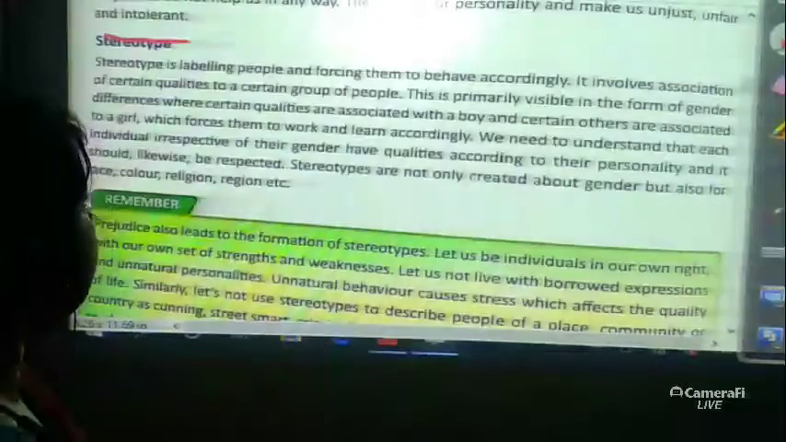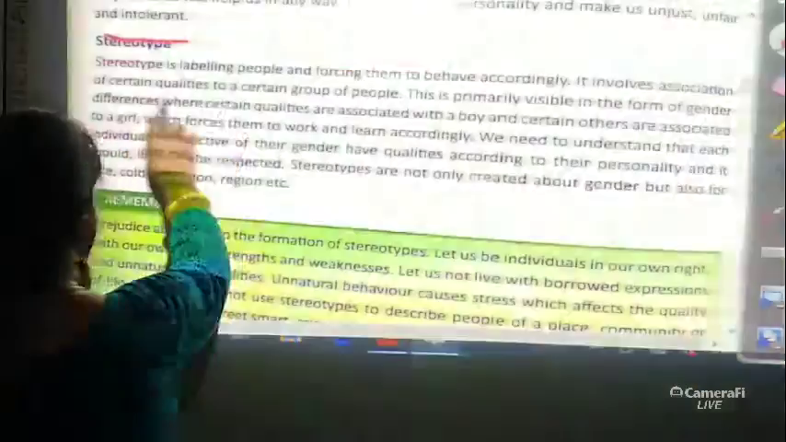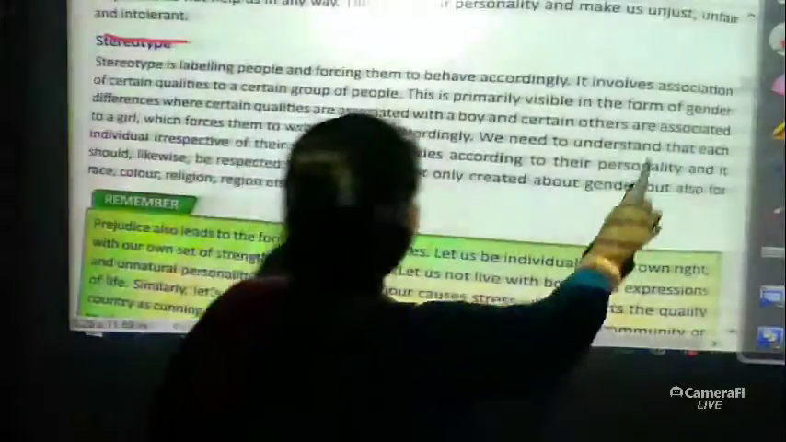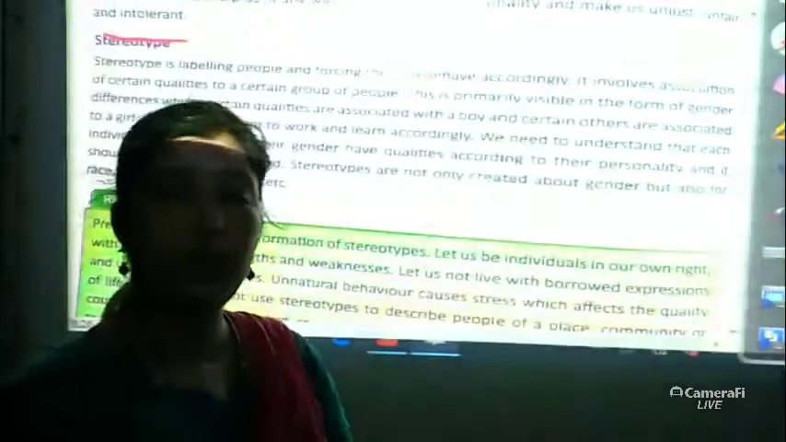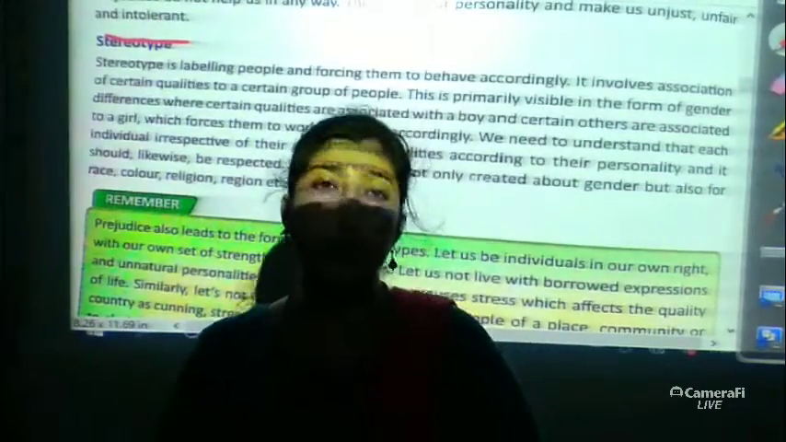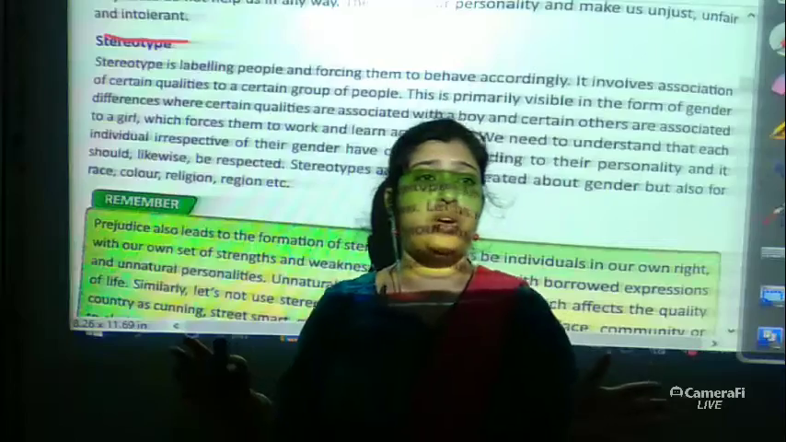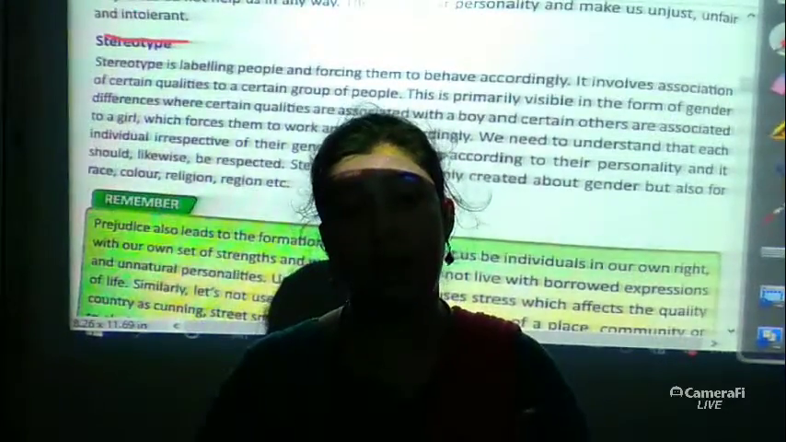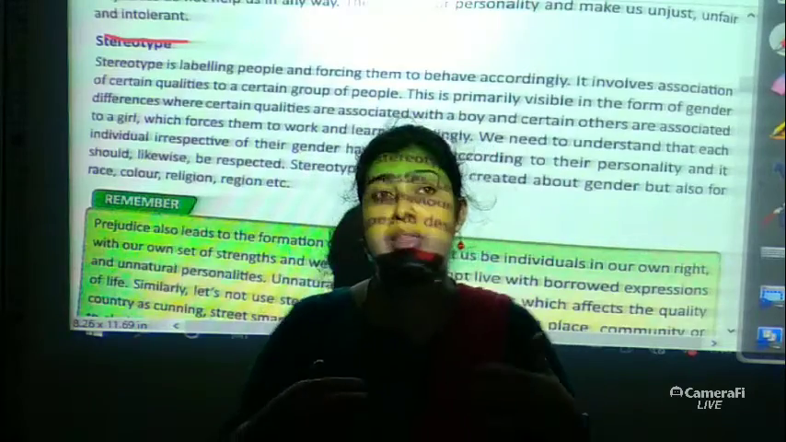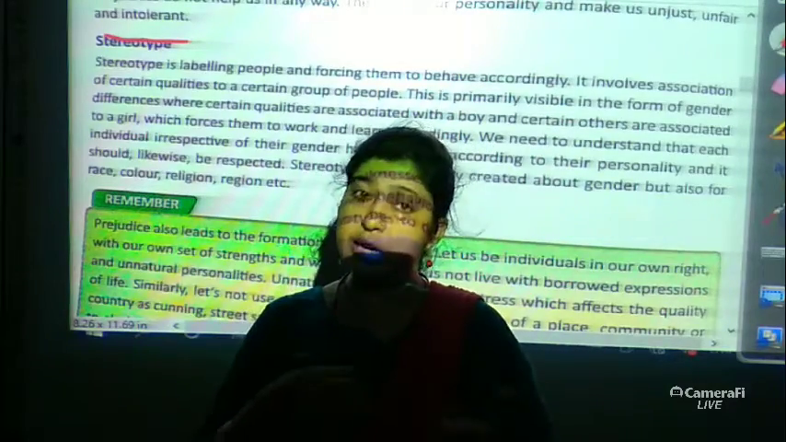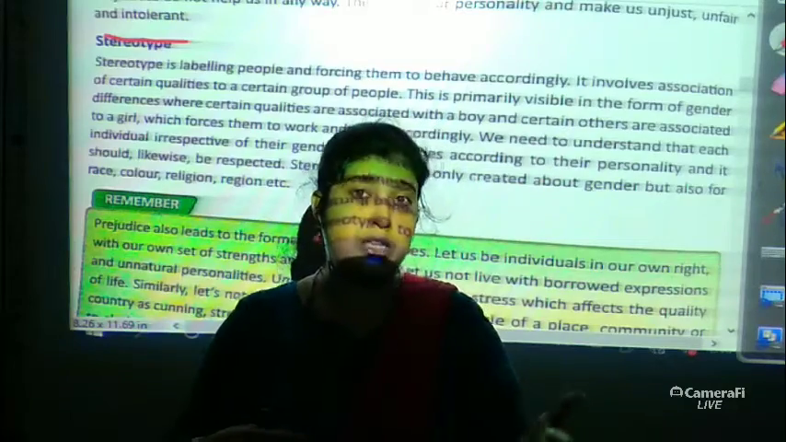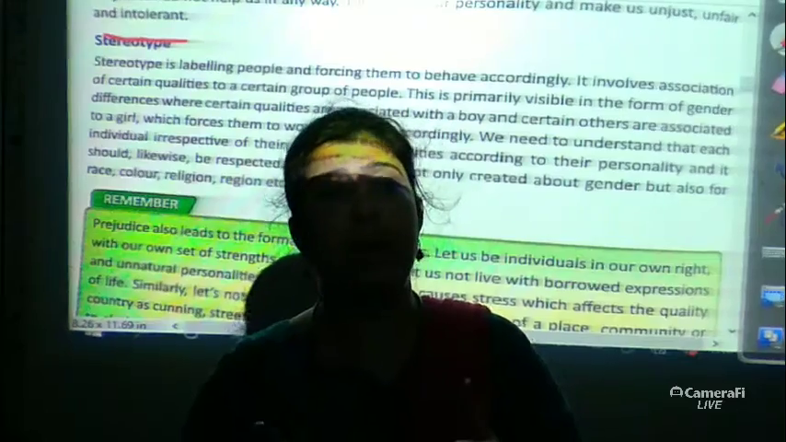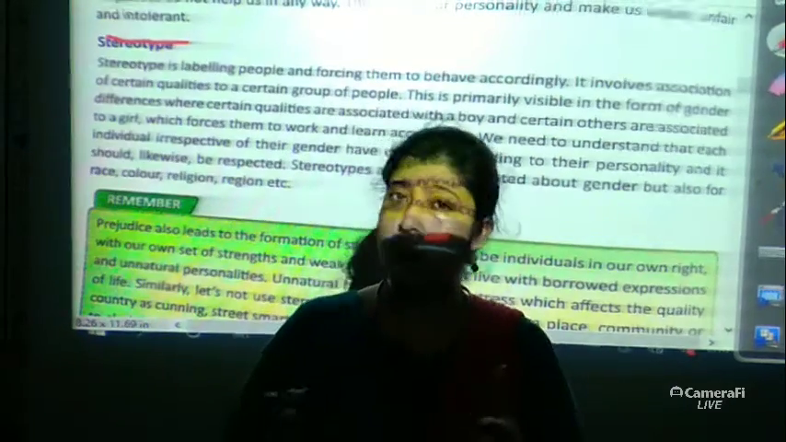It involves associations of certain qualities with a certain group of people. This is primarily visible in the form of gender, like boys and girls. In our homes also, we discriminate between boys and girls. Suppose boys prefer toys like guns and cars, and girls all the time like toys like teddy bears and dolls.